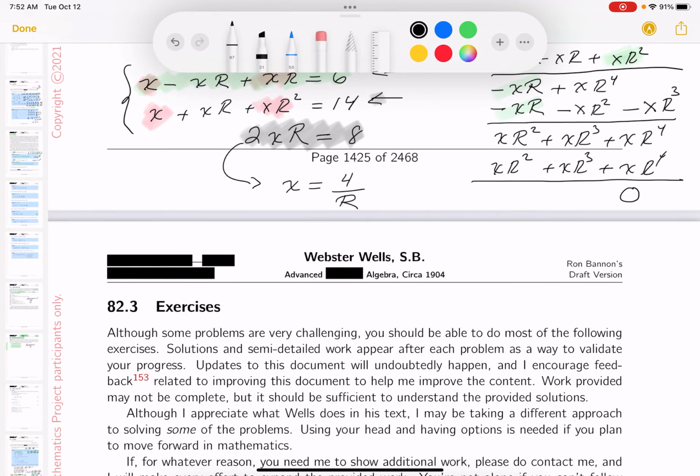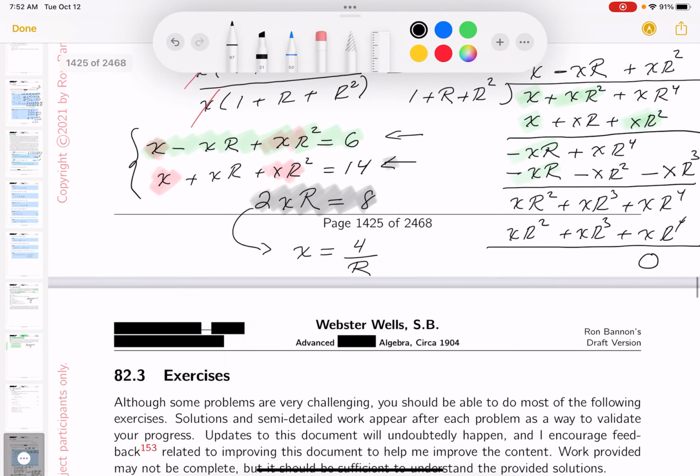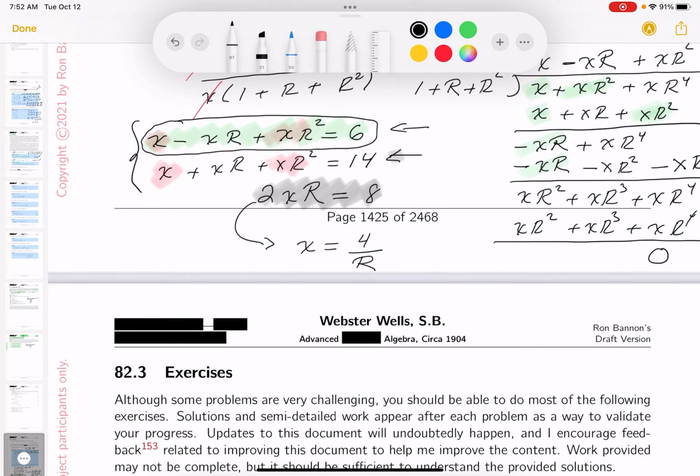Now, what am I going to do now? I'm going to substitute. Someone said, where are you going to substitute? Wherever you like. And I'm going to choose this one over here. For a lot of students, it says, will it ever end? It ends when it stops. So x is 4 over r. Write this down for you.